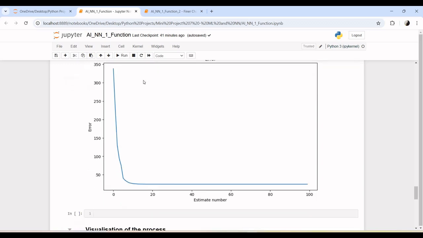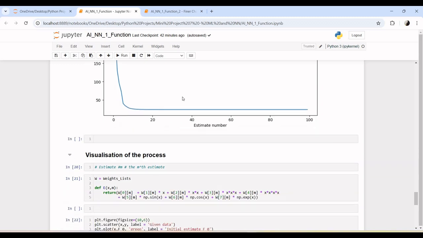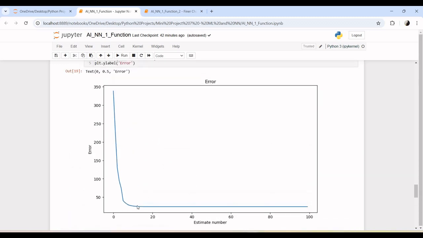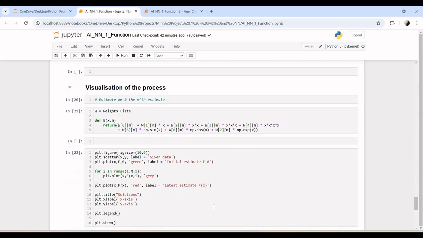And here we look at the error. So error very quickly falling off in the initial iterations, and after that error getting smaller, but at a much slower rate. So our initial estimates give us the greatest benefit, and then after that we're just refining little by little.